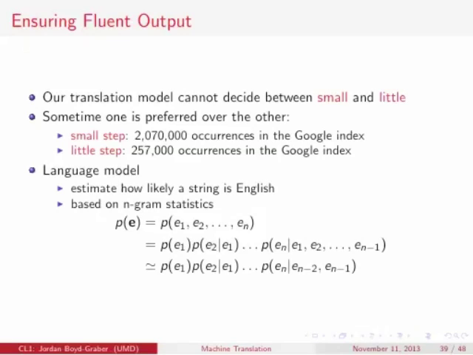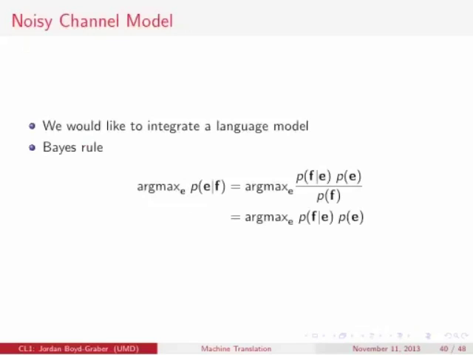And so, for example, klein can be translated as either small or little. But in some phrases, you prefer one over the other. So, for example, small step is far more popular than little step in English. And so how do we know which to prefer? We can use a language model, and we can combine the language model score with our translation probabilities.